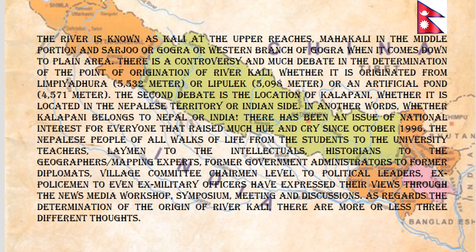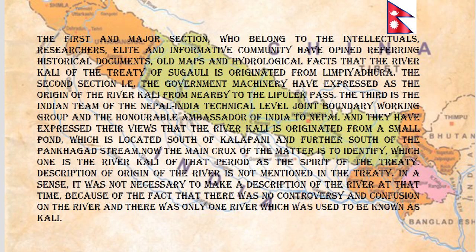As regards the determination of the origin of river Kali, there are more or less three different thoughts. The first and major section, who belong to the intellectuals, researchers, elite and informed community, have opined, referring to historical documents, old maps, and hydrological facts, that the river Kali of the Treaty of Sugauli originates from Limpiyadhura.